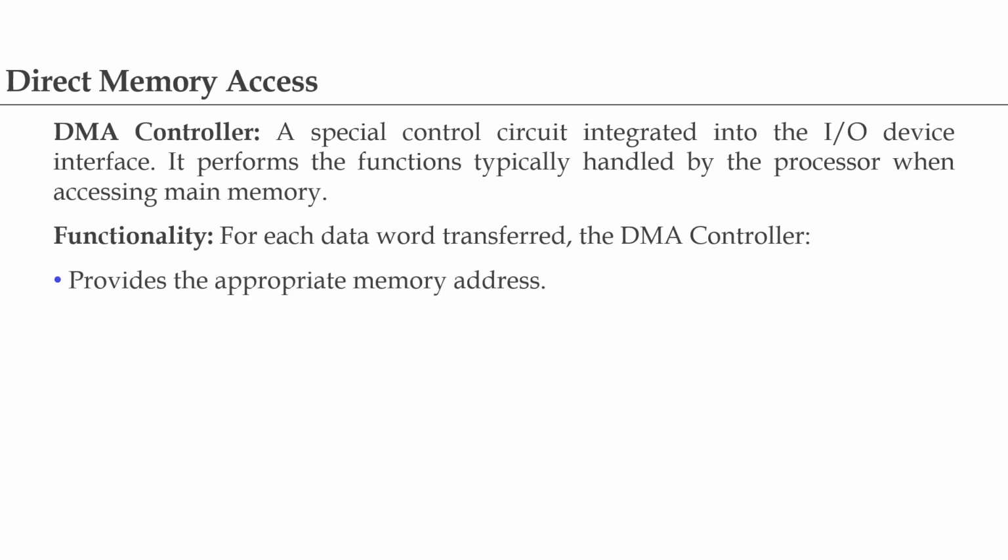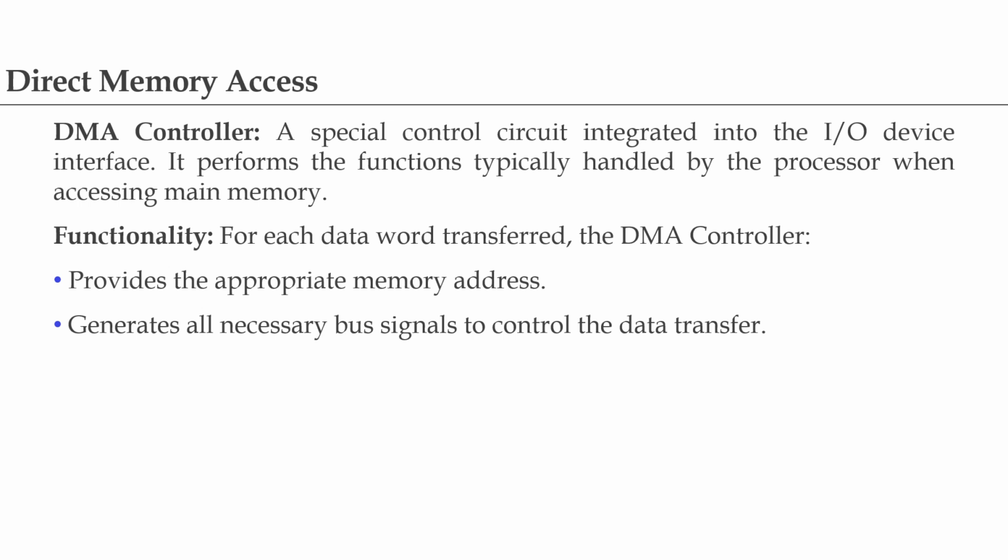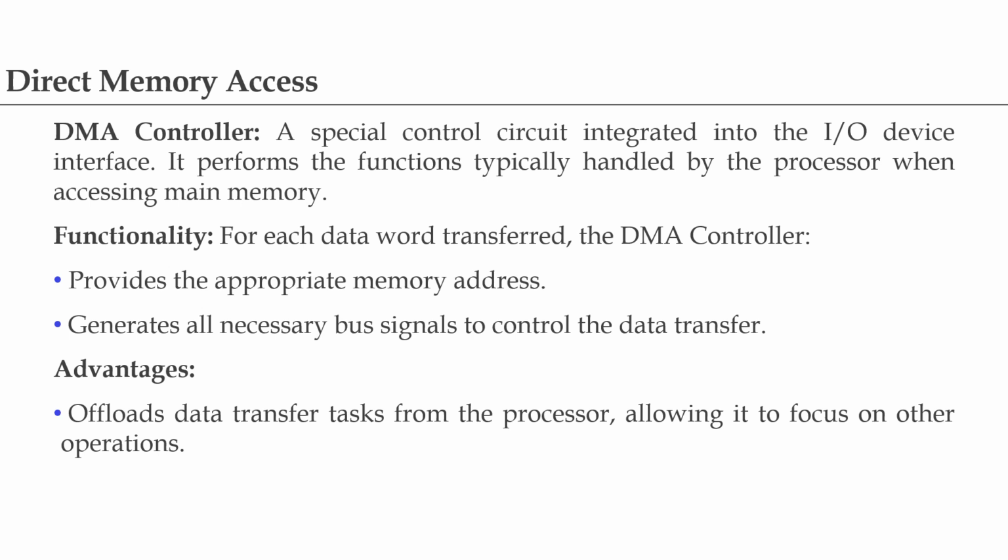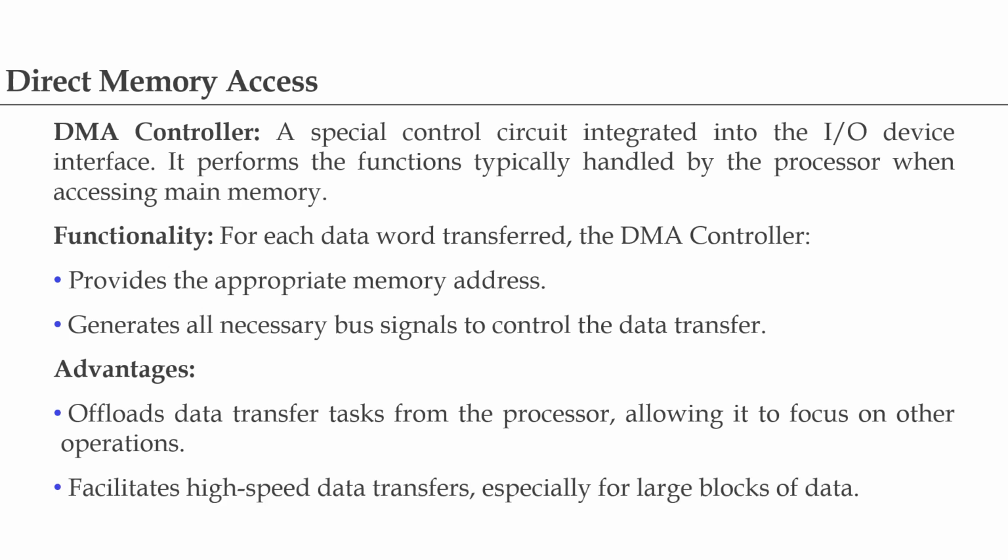DMA enables peripherals to handle data transfer directly without involving the CPU, freeing it to perform other computations or tasks, which improves overall system performance. Especially for large blocks of data, DMA provides efficient data movement between memory and peripherals, significantly speeding up the process compared to CPU-managed data transfers. These advantages make DMA an essential feature in systems where performance and efficiency are crucial, such as embedded systems, video streaming, or data acquisition devices.